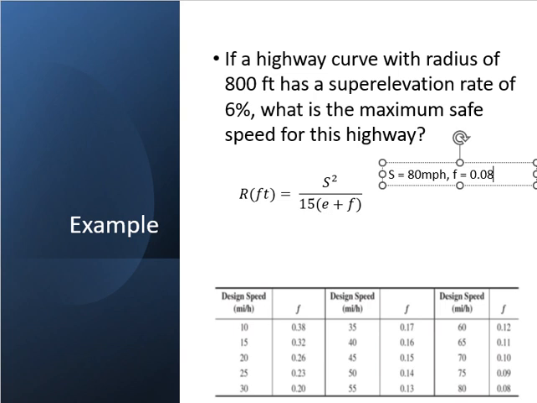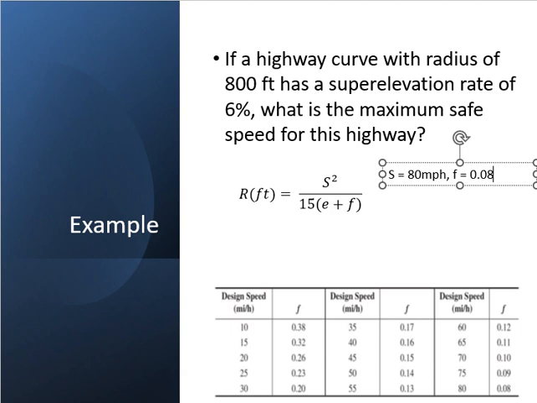Like I said, in the book, what did they do? Put speed and radius and find f, and f should be how much? Or what else you can do? Put speed and f in the equation, find out the radius, and radius should be how much? 800. All these things are correct. There is no problem with any of these things. So whatever you like.